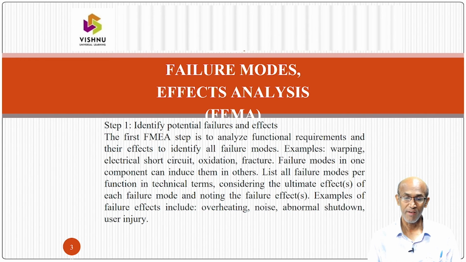Step 1. Identify potential failures and effects. The first FMEA step is to analyze functional requirements and their effects to identify all failure modes. Examples: warping, electrical short circuit, oxidation, fracture. Failure modes in one component can induce them in others. List all failure modes per function in technical terms, considering the ultimate effects of each failure mode and noting the failure effects. Examples of failure effects include overheating, noise, abnormal shutdown, user injury.